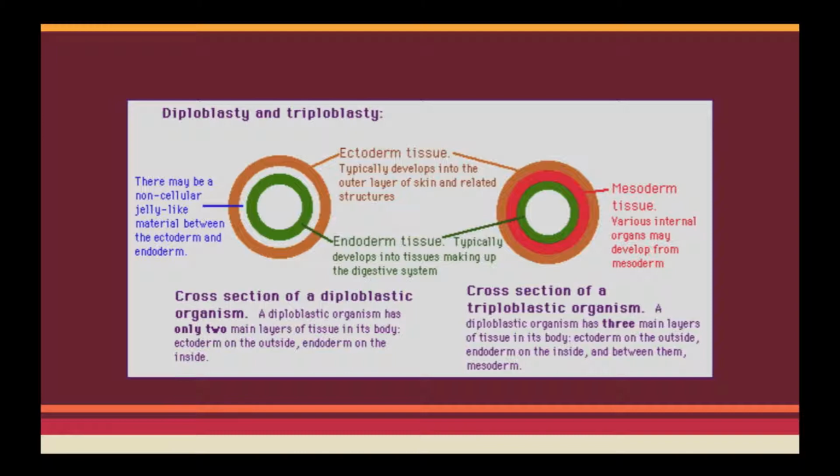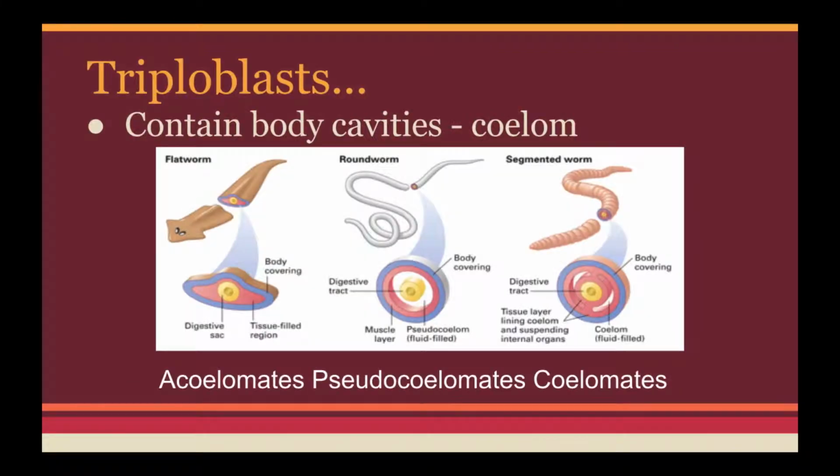So as you can see, diploblasts do not have the mesoderm, and there could be a jelly-like substance in between the two layers. And then, of course, the triploblasts have the mesoderm, which you can see is represented by the really dark color.